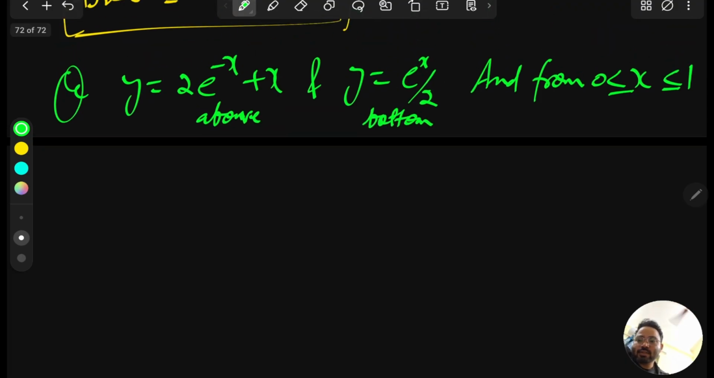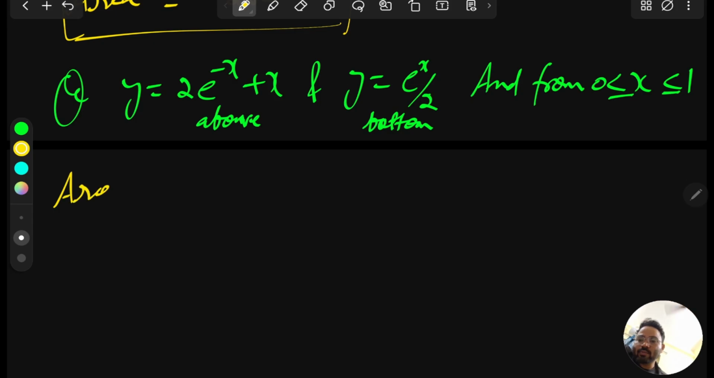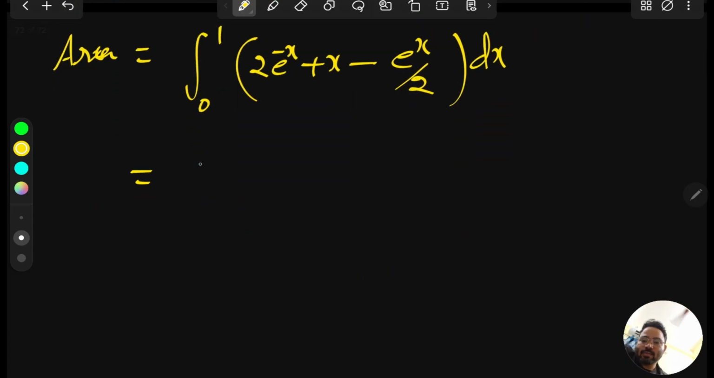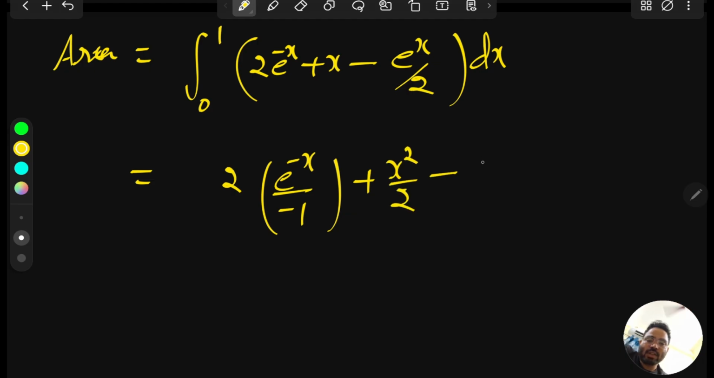Now find the area. So very easy. So area equal to the integration from 0 to 1 of top curve minus bottom curve, e to the power minus x plus x minus e to the power x by 2. That's it, and find the integration. Integration 0 to 1, 2 is constant, the integral of e to the power minus x is minus e to the power minus x, divided by minus 1, plus x gives x square by 2, minus e to the power x by 2 gives e to the power x by 2. Now just put the limit 0 to 1.